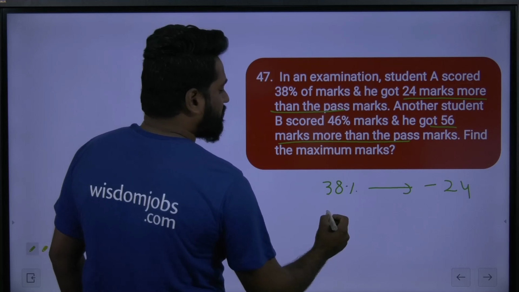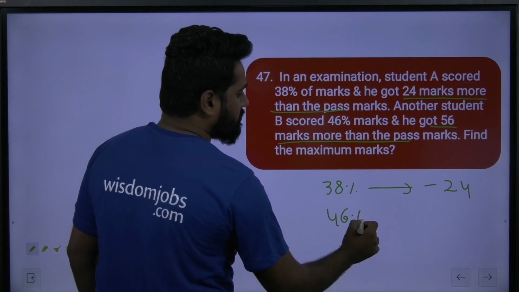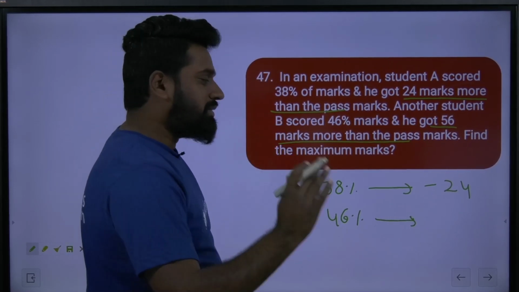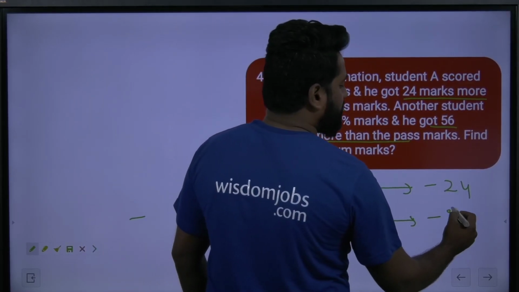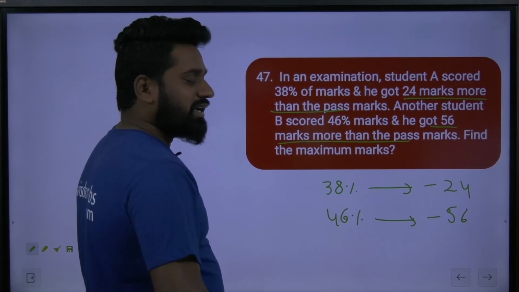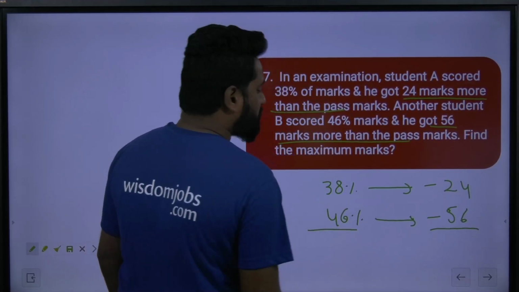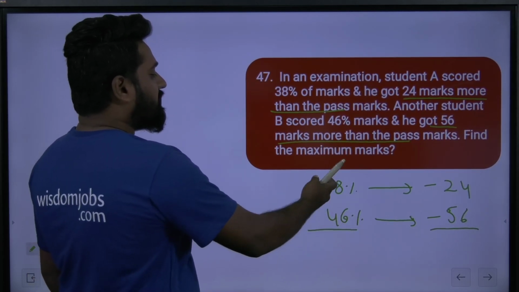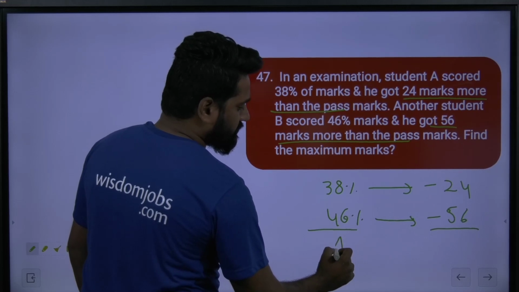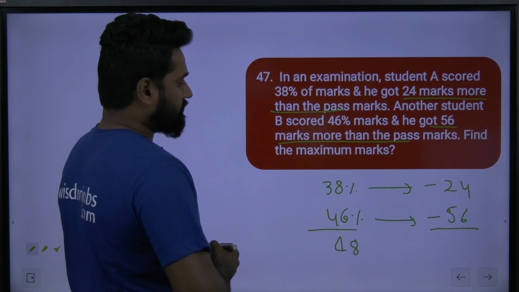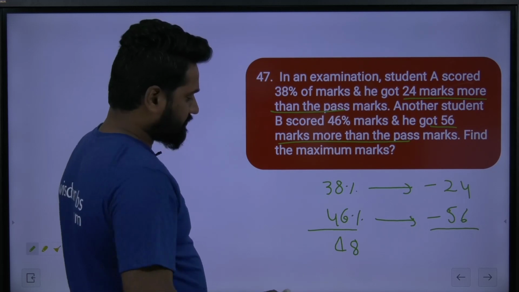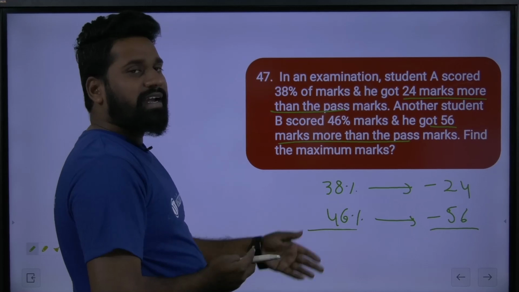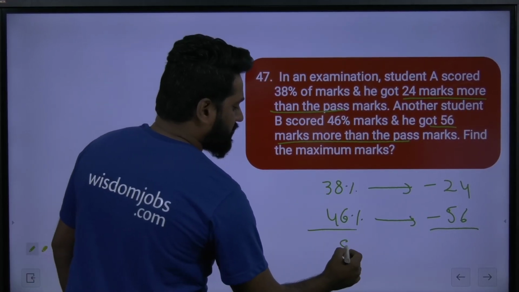So here also, I got 46% of the marks and he got 56 marks more than the pass. Again we have to subtract 56 from that. That again represents the pass marks of the examination. Now observe the difference between 38 and 46. That is 8. So 38 and 46 indicates 8%.